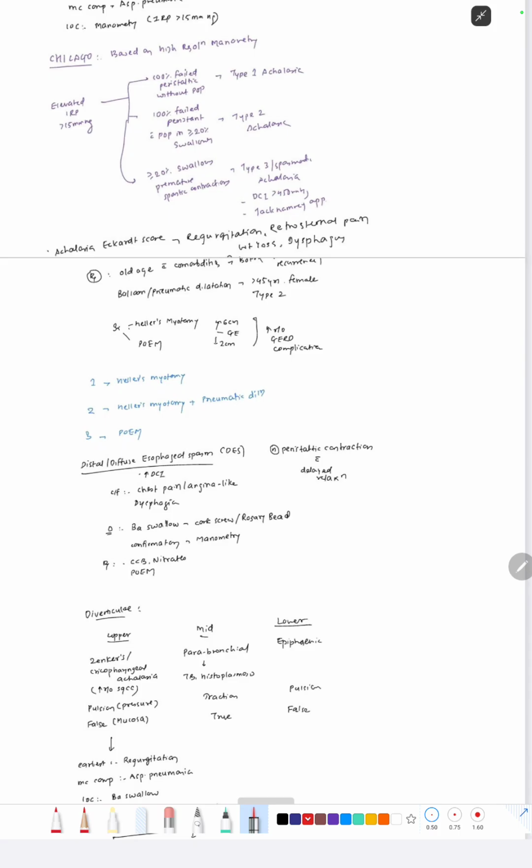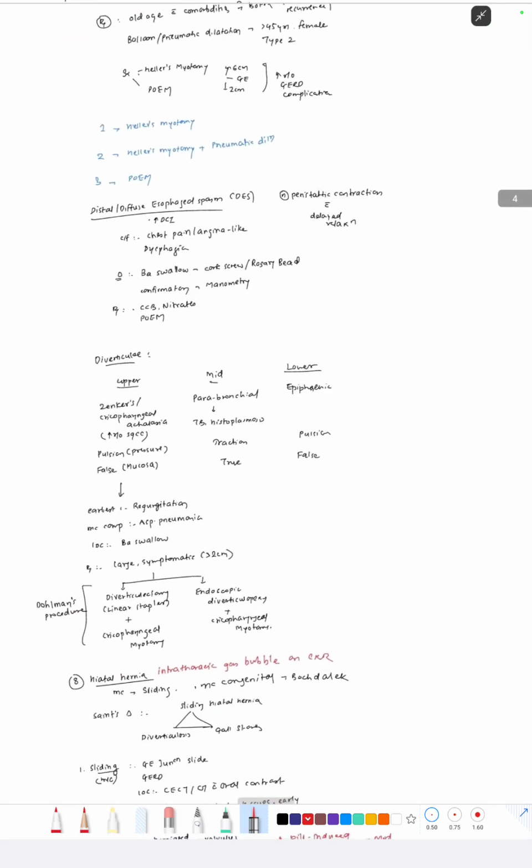And the next pathology is distal diffuse esophageal spasm, or distal esophageal spasm. Here there is a normal peristaltic contraction with a delayed relaxation. The DCI is increased. The very important buzzword that is given in the MCQs is an angina-like pain or chest pain. Diagnosis on barium swallow gives a corkscrew appearance or rosary bead appearance. Confirmation is by manometry. Management is by giving calcium channel blockers, nitrates, or a POEM.